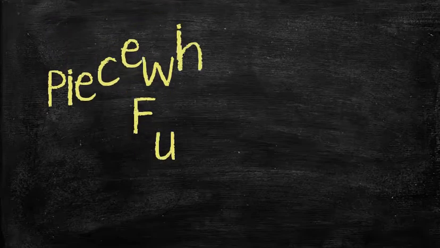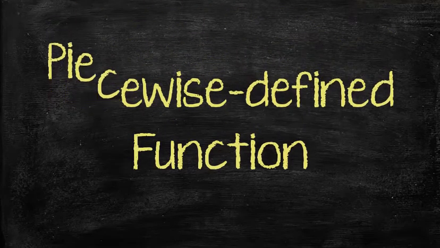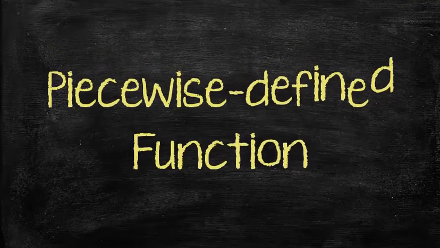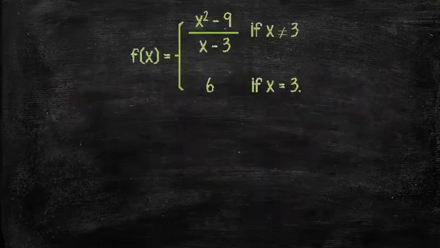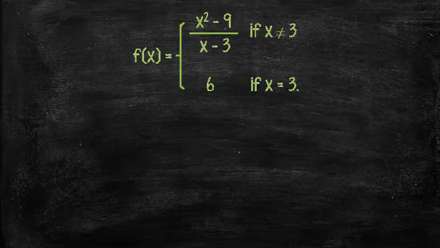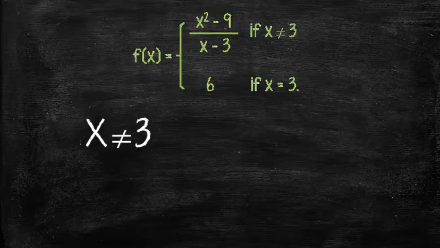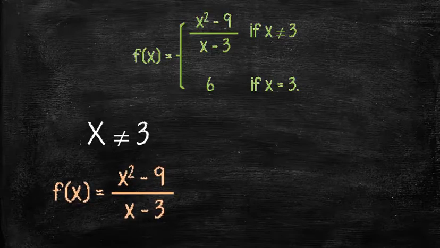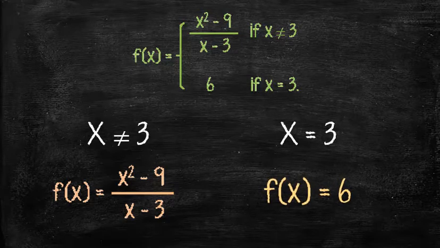Another type of function we'll be dealing with in this video is the piecewise defined function. These functions are defined differently for different cases in their domain. For example, consider the following piecewise function. For x not equal to 3, f of x is defined by f of x is equal to x squared minus 9 over x minus 3. For x is equal to 3, f of x is defined by f of x is equal to 6.